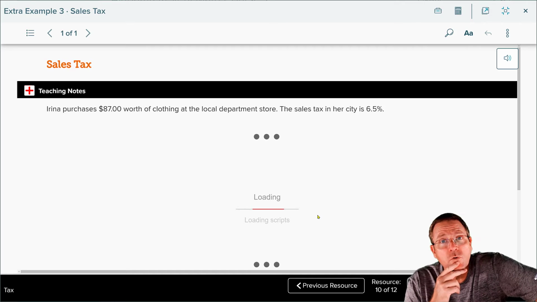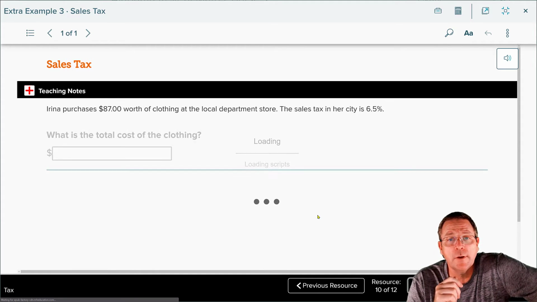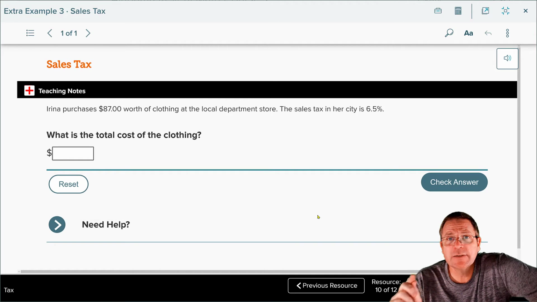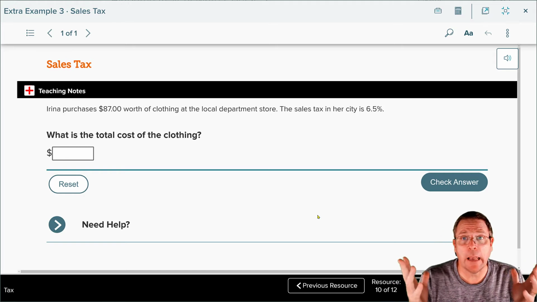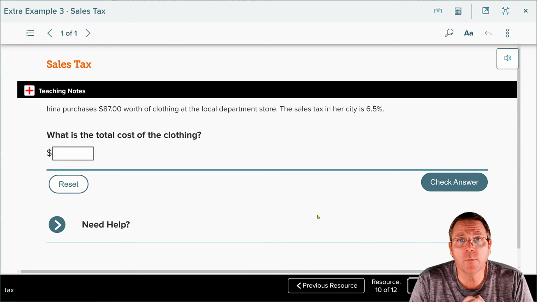Alright folks, it's your turn again. Irina purchases $87 worth of clothing at a local department store. The sales tax in her city is 6.5%. You've got like 3 or 4 different ways now that you can solve this problem. You pick the one that you like best, put it to good use. Go.